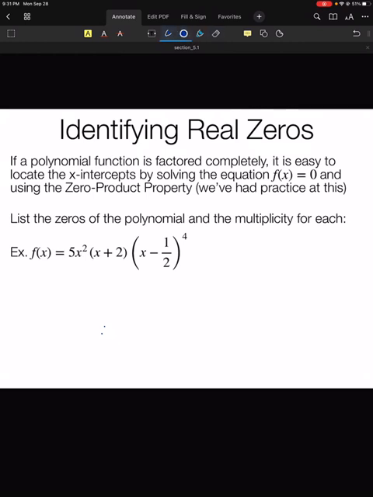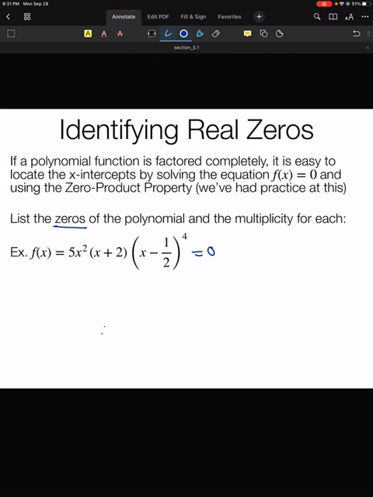So for each example that we do here, what I want you to do is to list the zeros, and what I mean by zeros is the x-intercept. So the solution to the equation, this f of x equals 0. Okay, so that's why they're called zeros, because we set them equal to 0, or they're the solutions that get us 0.